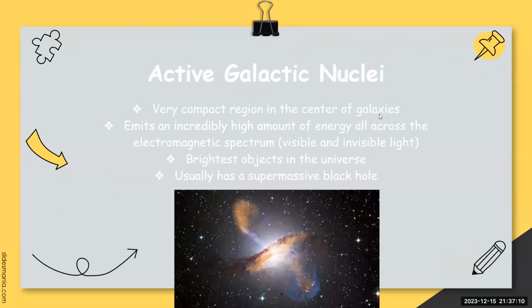So first, I'll start off with active galactic nuclei, which are the regions where quasars and blazars are. These are basically very compact regions in the center of galaxies, which emit really high amounts of energy all across the electromagnetic spectrum, which includes both visible and invisible light. They're pretty much the brightest objects in the universe, and they usually contain a supermassive black hole.